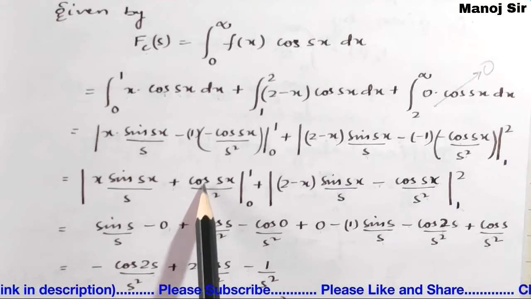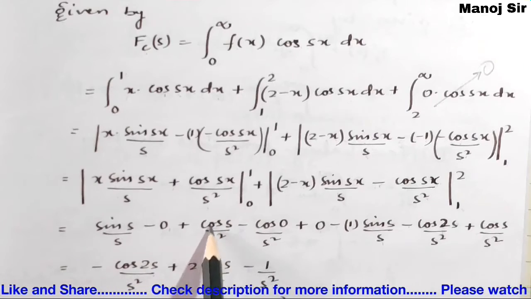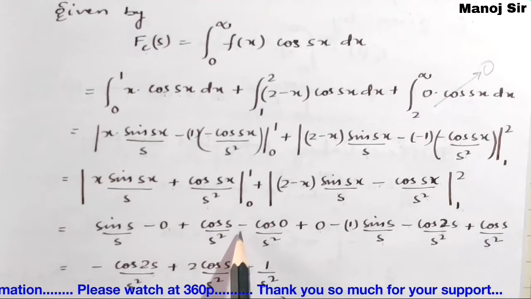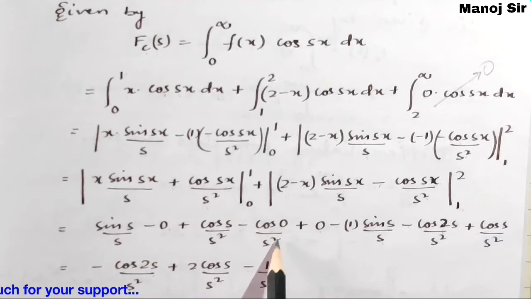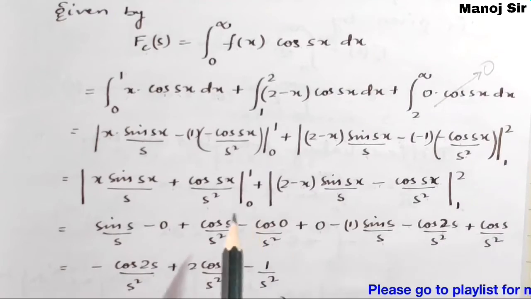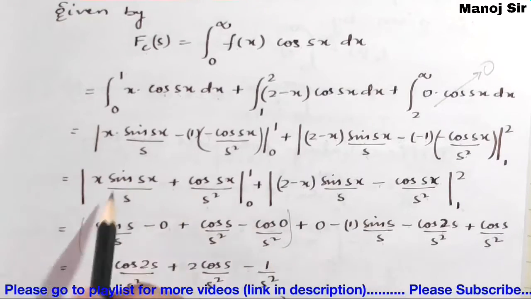So this is going to be cos s upon s square when the upper limit is 1, that is cos s upon s square with this positive sign. Upper limit positive, lower limit will be negative. Now simply put 0 here, this will become cos 0 upon s square with negative sign. Why? Upper limit positive, lower limit negative. Now this first part is over.